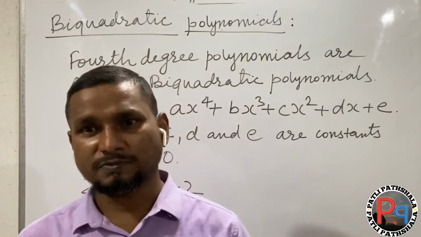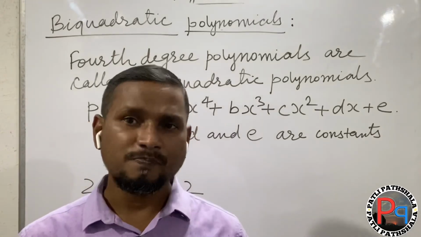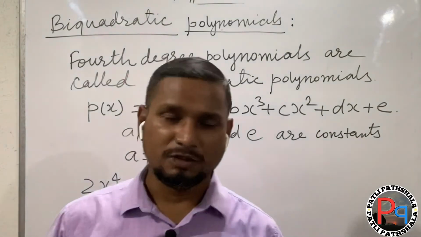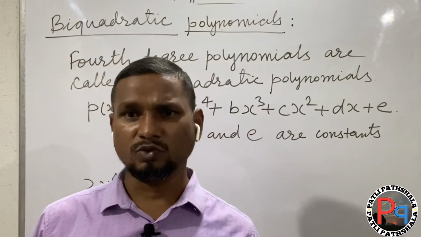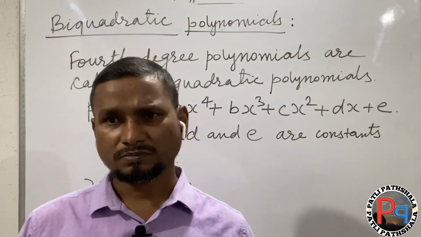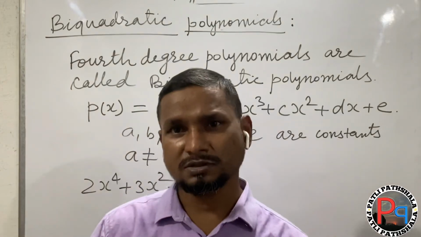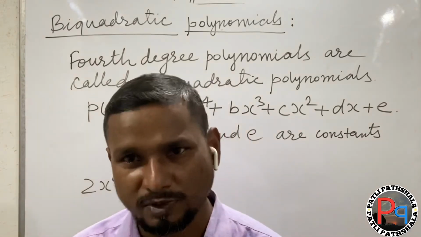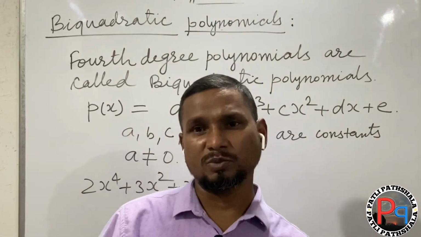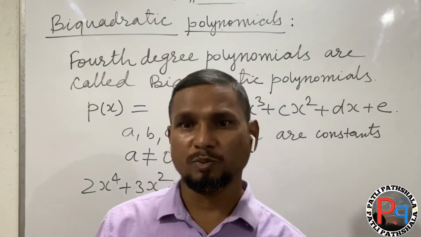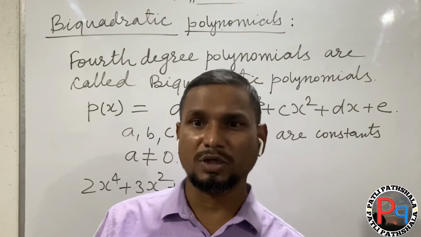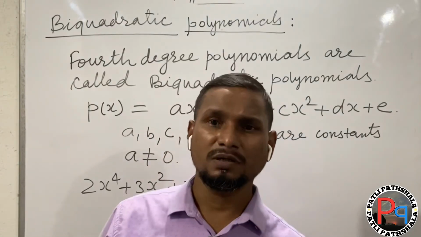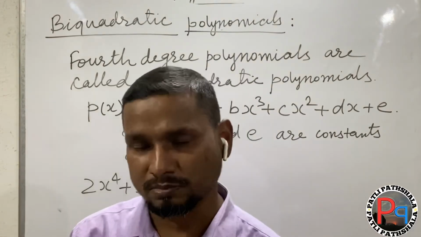There is another classification, which is on the basis of how many terms are there in a given polynomial. On the basis of the number of terms present in a polynomial, there are basically three types of polynomials. The first type is monomial. Those polynomials which contain only one term are called monomials. Mono means one, and therefore it contains only one term.